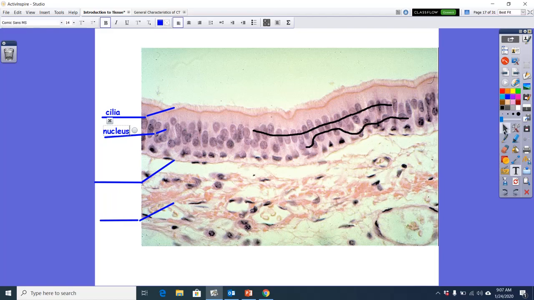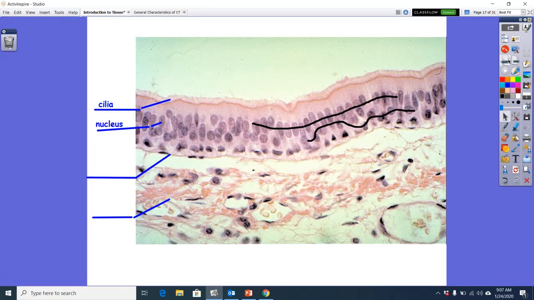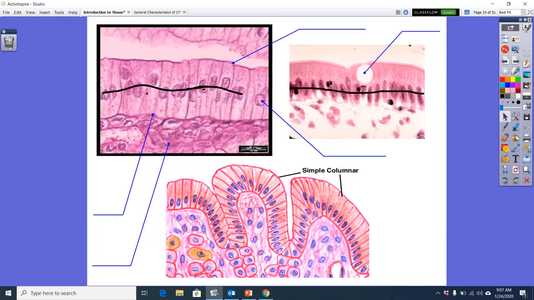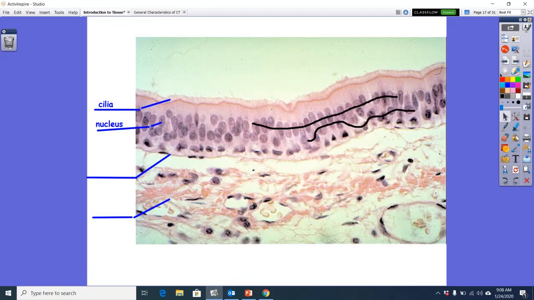Are the nuclei all over the place, or are they at one level? Let's go back to simple columnar for a second. I can take my pencil and lay it down on the paper and cover up those nuclei, or I can draw a line and it's basically going to hit every nucleus. Whereas in pseudostratified, you cannot do that.